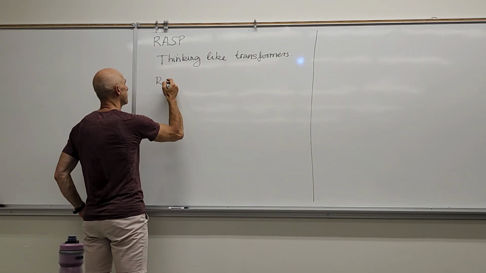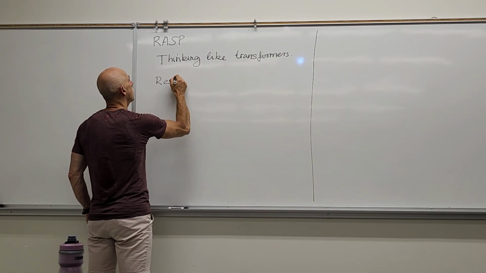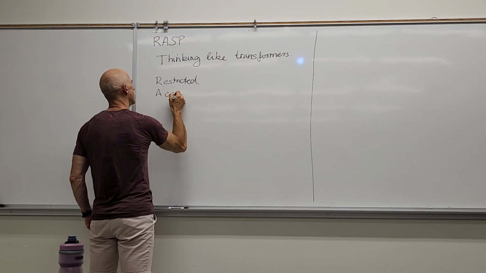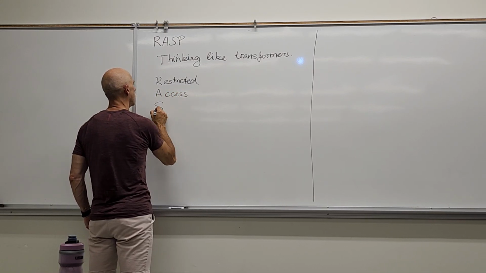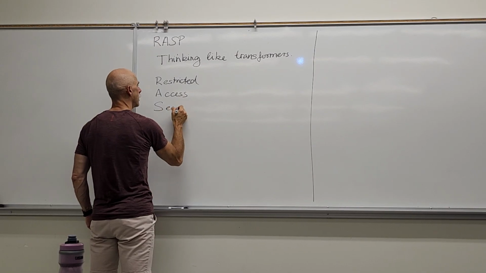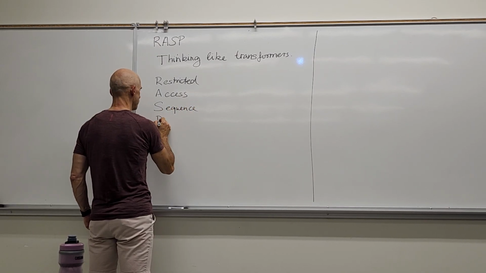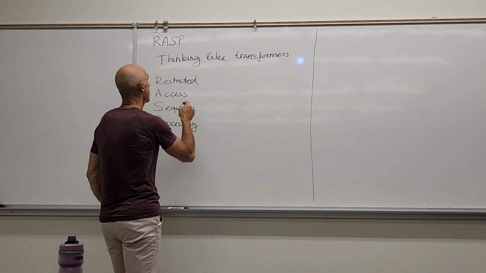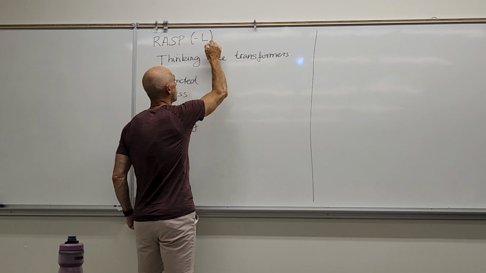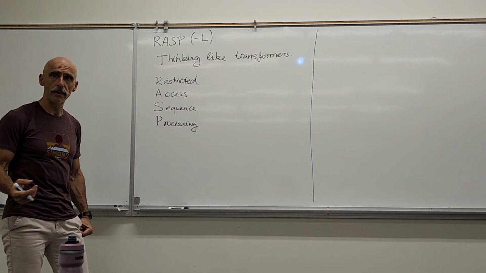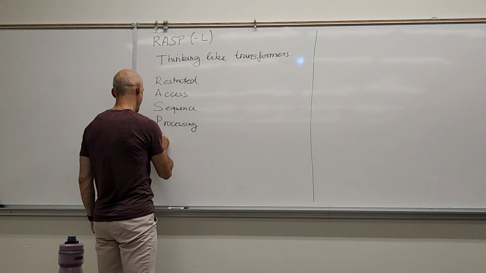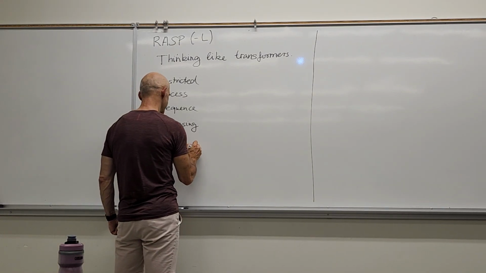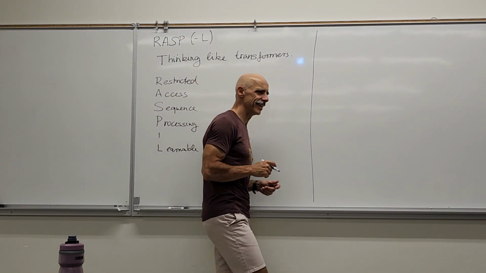R stands for restricted, A stands for access, S stands for sequence, and P stands for processing. And there is a variation of this that we're going to talk about. That's a dash and an L. The dash is a dash, and L is learnable. But we'll talk about it.